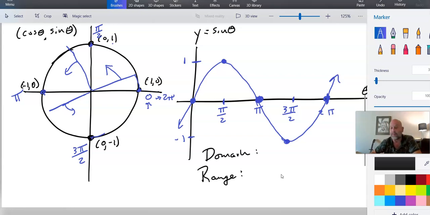Now, you're allowed to plug in any angle. They could be positive angles, negative angles. They could be greater than 2 pi. They could be less than 2 pi. It doesn't matter what number you pick and whether it's radians or degrees. You can plug it into sine, which means that the domain is all real numbers.